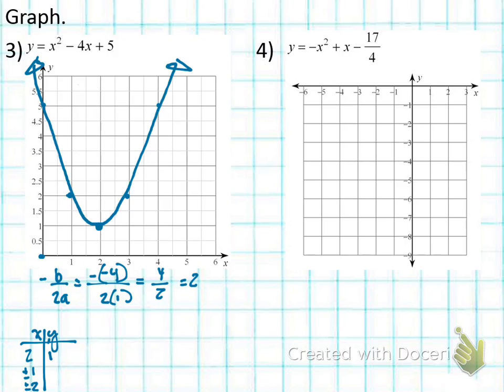Fractions still are okay, okay? So, what's a equal to on number 4? Negative 1. So shouldn't it have the same form as number 3? Yes or no? Okay, but it's opening up or down? Down. Okay, good. So we still have to start off with our negative b over 2a.